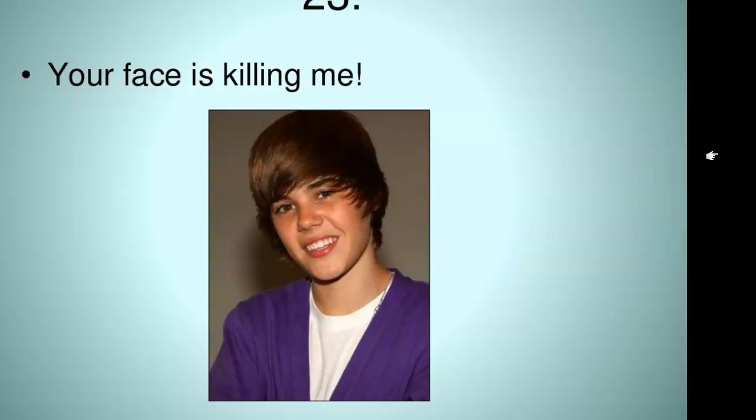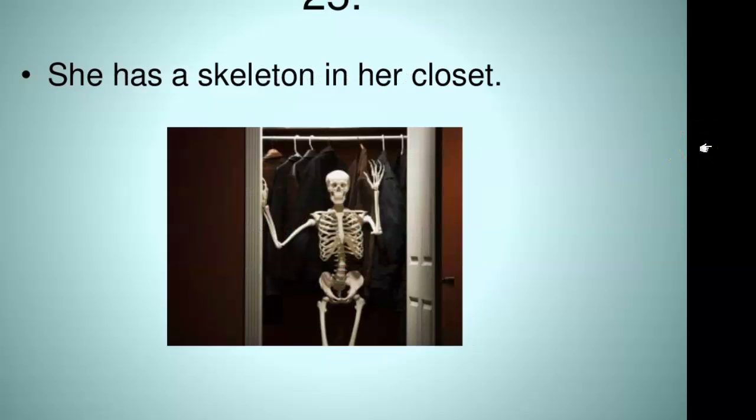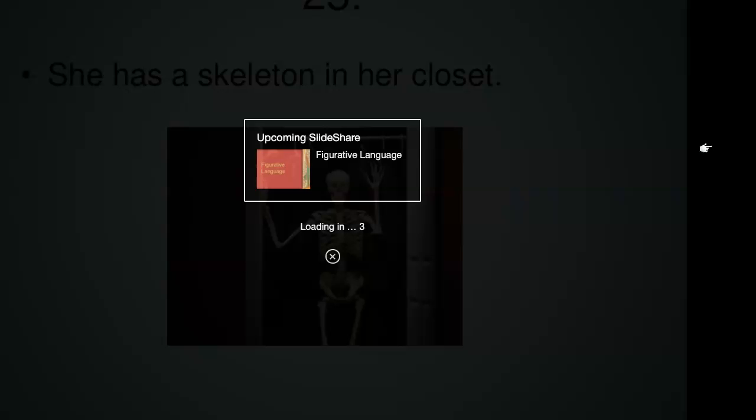Oh my God, your face is killing me. Somebody does not like the Beebs. I would absolutely say that this is personification because faces can't really kill. She was as white as a ghost. Check that simile out. She has a skeleton in her closet. It's a nice little idiom. Means that there's a secret.